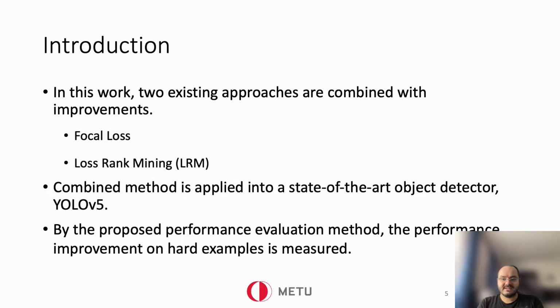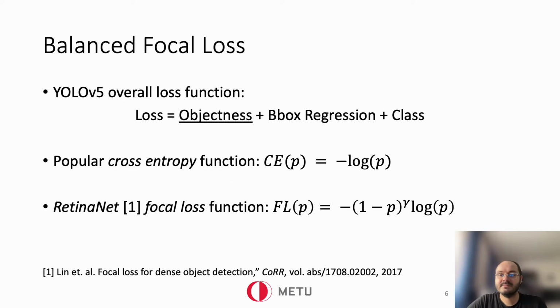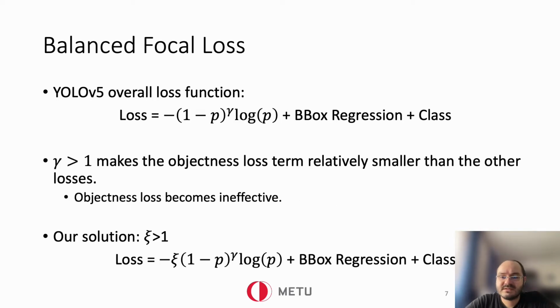So how do we do that? Let me explain our method. First of all, we proposed balanced focal loss. In the overall loss function of YOLO V5, there is an objectness loss, bounding box regression loss, and class loss. We are focused on the objectness loss. Originally, for objectness loss, the popular cross-entropy function is used. In RetinaNet, the authors have proposed focal loss with a gamma parameter. Here is the original focal objectness loss function.